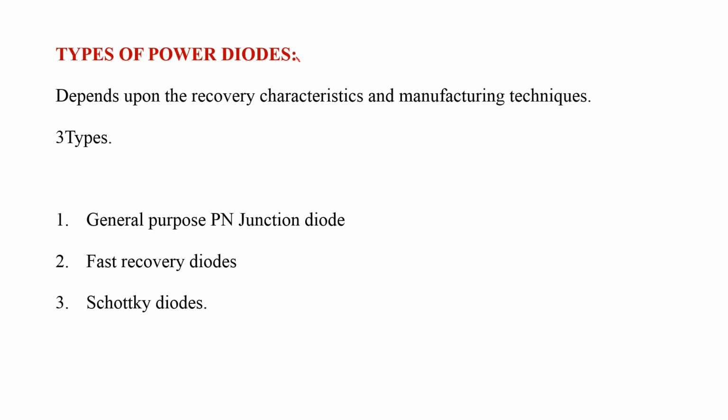Coming to types of power diodes, depending upon the recovery characteristics and manufacturing techniques, power diodes are classified into three types. Those are, first one is the general purpose PN junction diode, second one is the fast recovery diodes, and third one is the Schottky diodes. Now we are going to discuss these types of diodes in detail.